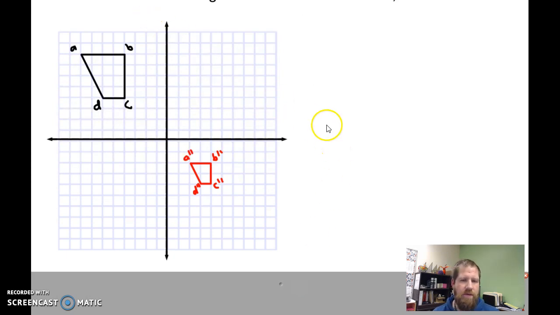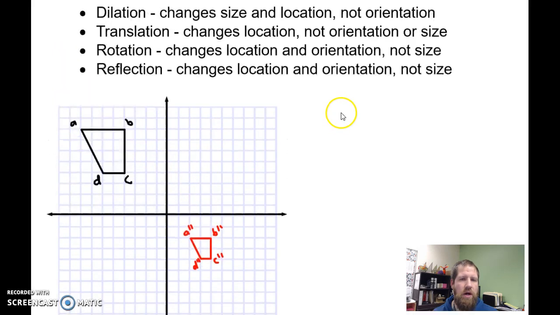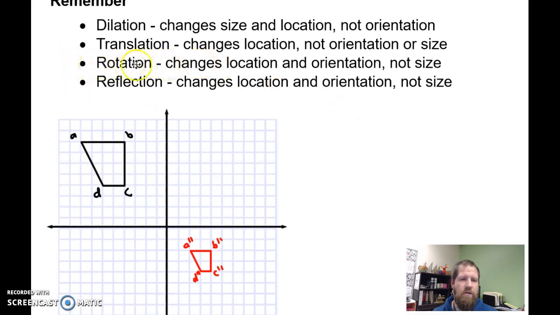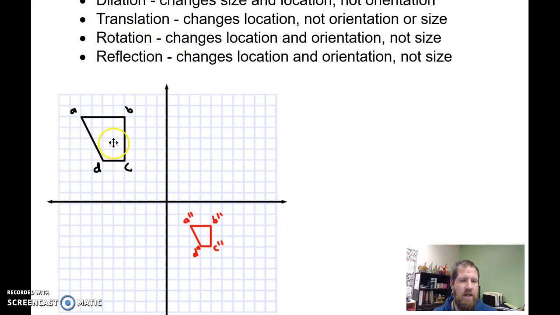When I'm looking at this, the first thing I notice is that they are the same orientation. It's really easy to see that when it's not a regular figure, not a square or an equilateral triangle or something like that. I notice that my figures have the same orientation, which automatically means they didn't go through a rotation or a reflection. The second thing I notice is, it changed size.